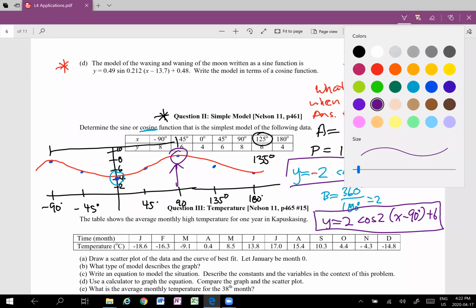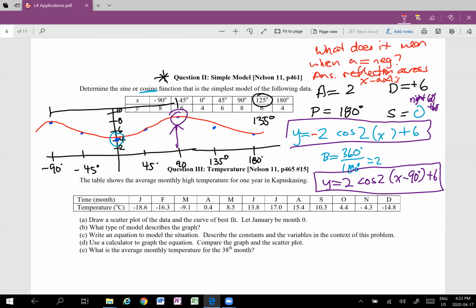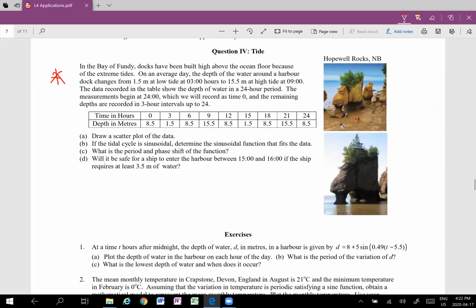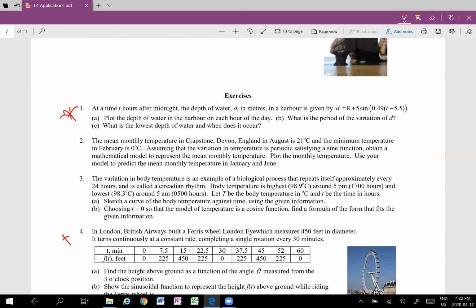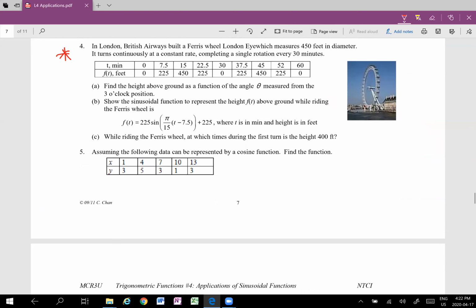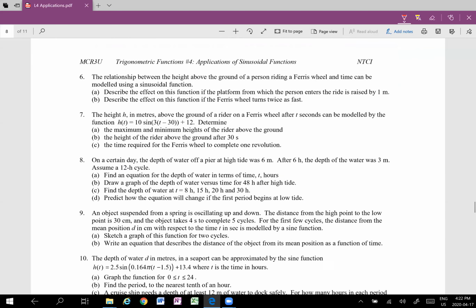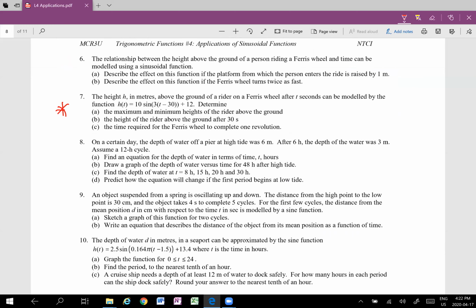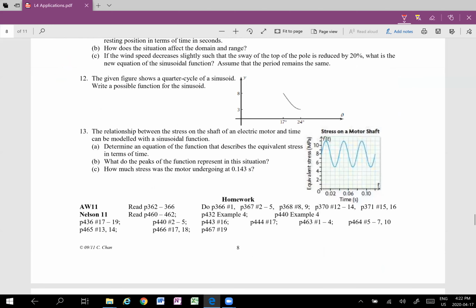Finally, I don't think I need to do any more problems with you. I'm just going to highlight some other questions that you might want to do yourself. It's question 3, question 4. From the exercises, question 1, question 4, 5, 7, and I think 8. Those are the only ones I think you might want to actually do.